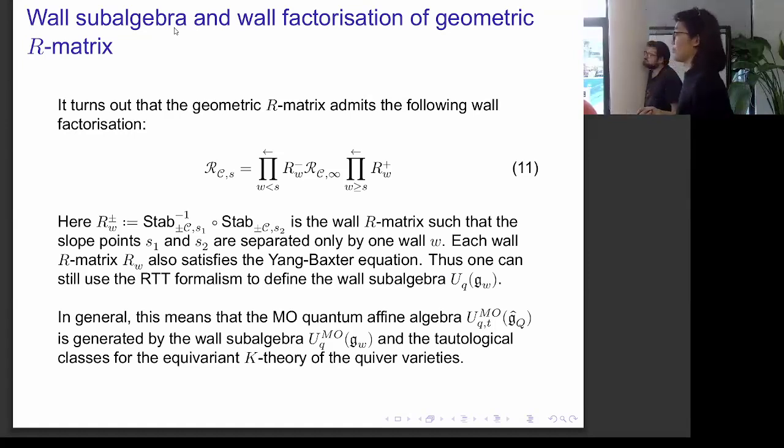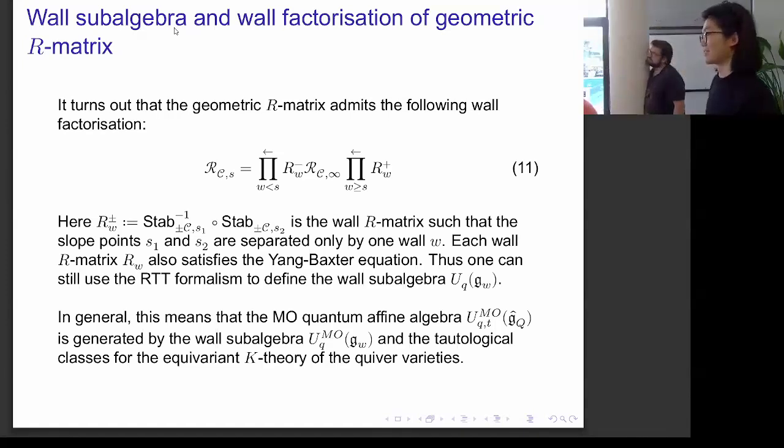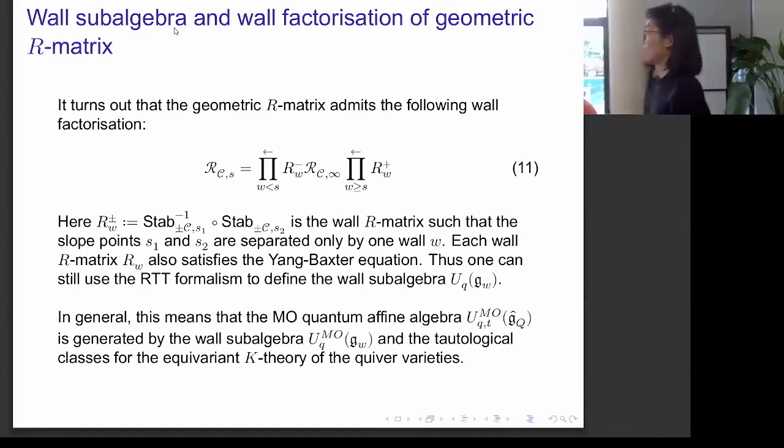So you can still use the RTT formalism to define the wall subalgebra. Actually, maybe later I will try to denote it by U_Q(M), because I'm going to define some other algebras later. So in general, what does it mean for this factorization?